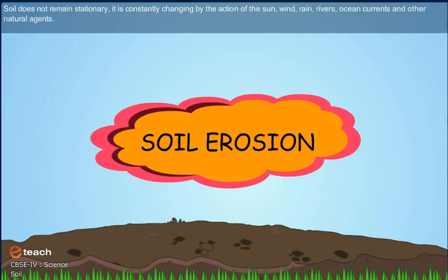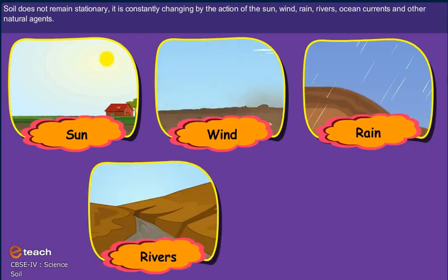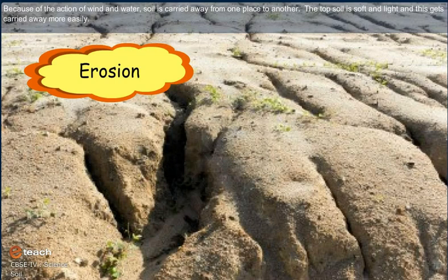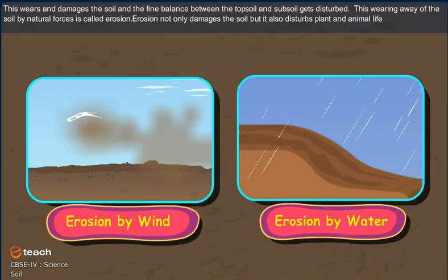Soil does not remain stationary. It is constantly changing by the action of the sun, wind, rain, rivers, ocean currents, and other natural agents. Because of the action of wind and water, soil is carried away from one place to another. The topsoil is soft and light, and this gets carried away more easily. This wears and damages the soil, and the fine balance between the topsoil and subsoil gets disturbed.